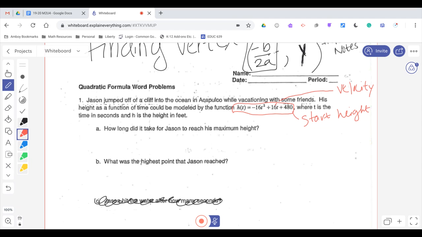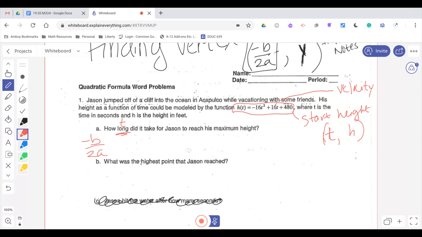So remember, we've got h and t here. T is going to be our x, and h is our y. And the first question is, how long, or basically what amount of time, did it take for Jason to reach his maximum height? So this is basically just asking me for the first coordinate of my vertex, because it's asking me for x, and that's where I use the negative b over 2a.